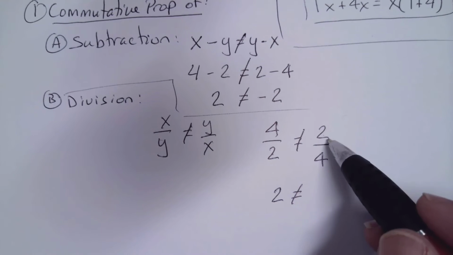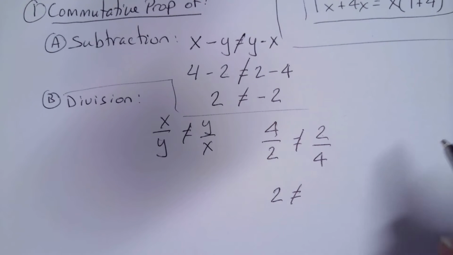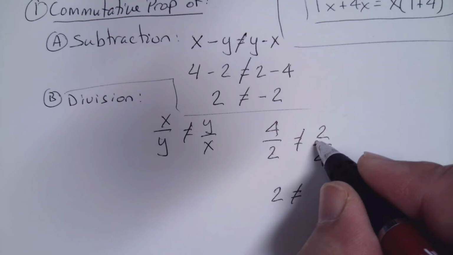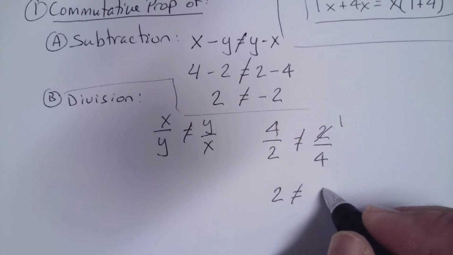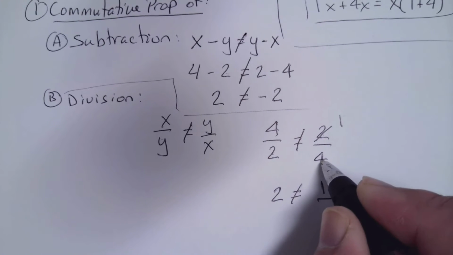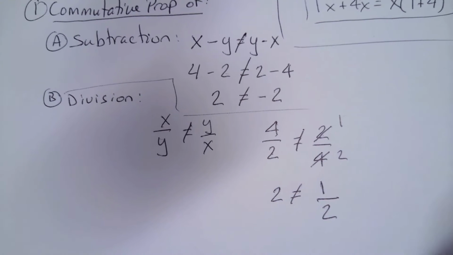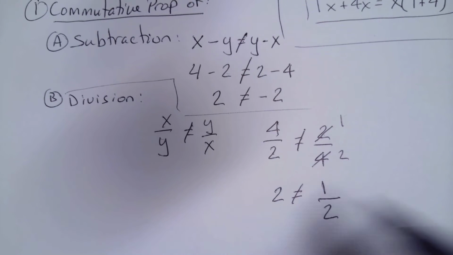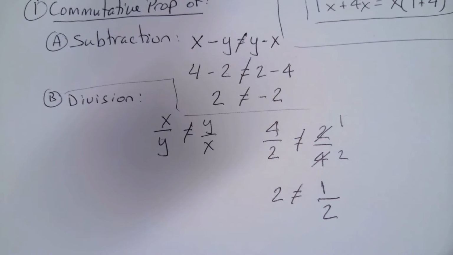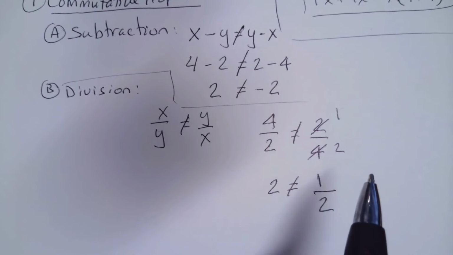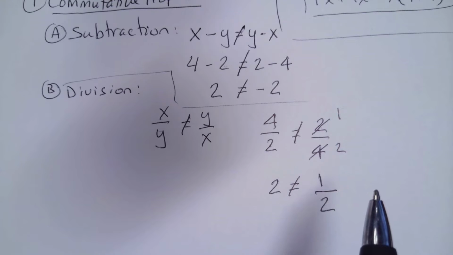What do they have in common? They're both divisible by 2. So 2 goes into 2 how many times? Once. 2 goes into 4 2 times. So 2 does not equal 1/2. That's how come division doesn't work. Since these two don't work, obviously the associative property doesn't work.